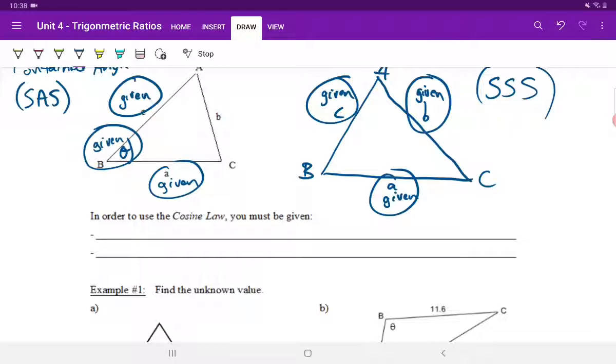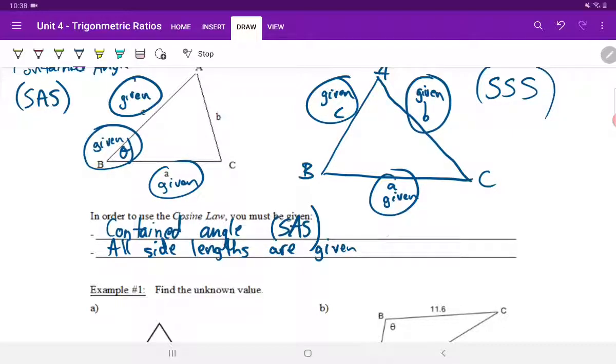So let's summarize there. When we have a contained angle, side angle side, or when all side lengths are given, that's called side, side, side. All right, so let's put this into practice.